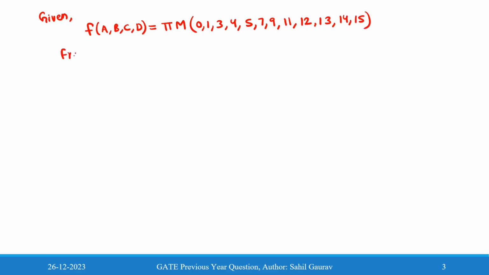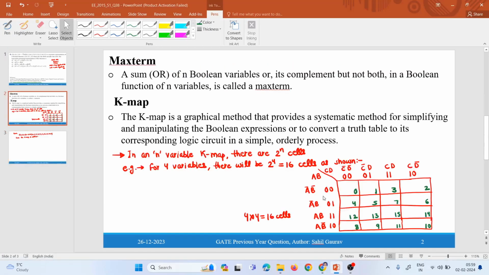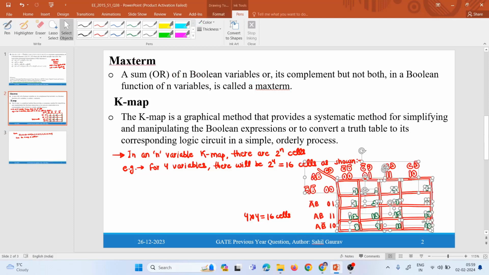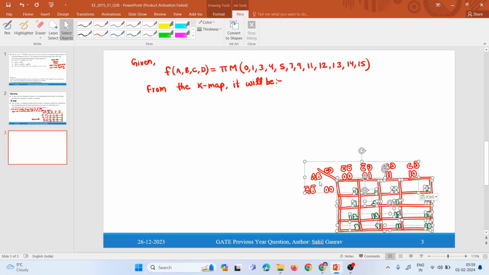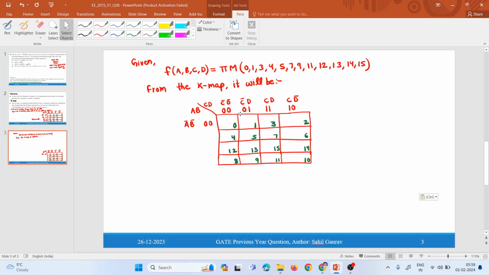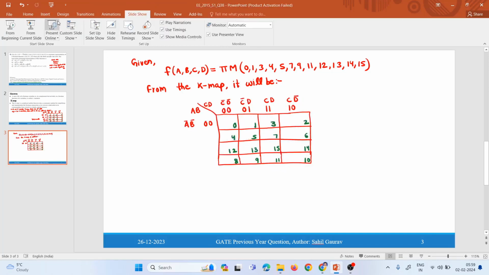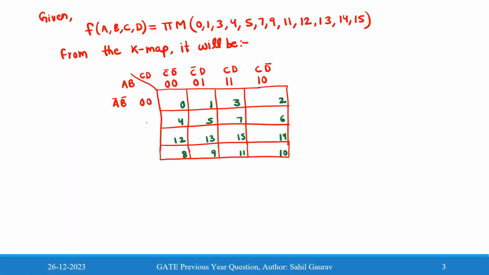From the K-map, we can fill the cells and represent the function. Just copy this K-map. So this row will be A bar B, that is 0 1, then 1 1, and then 1 0, so it is A B, and this is A B bar.